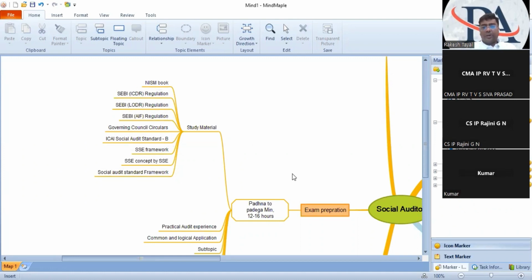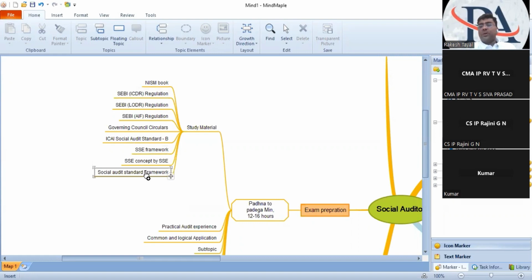Sir, which website will we get the governing council circulars from? Yeah, the governing council circular is available on the SEBI website. Just Google and type governing council circular. Okay, sir. Thank you. It is only a one-page circular, but one MCQ may come from this, and this is not in the NISM book.